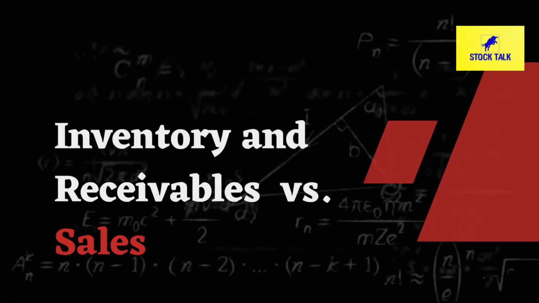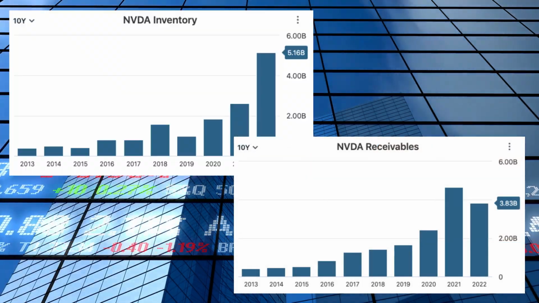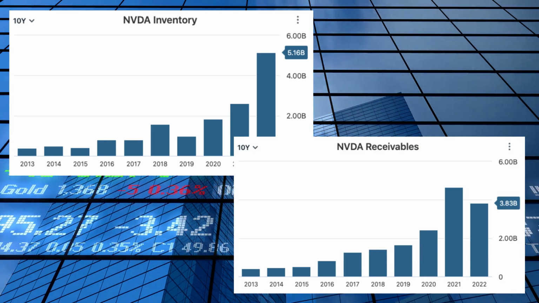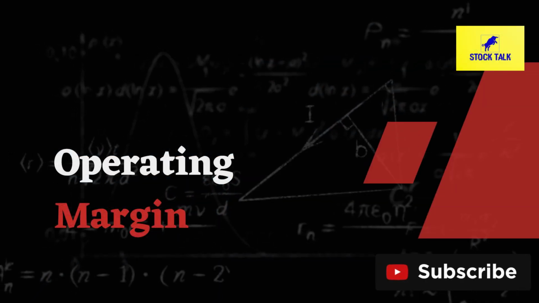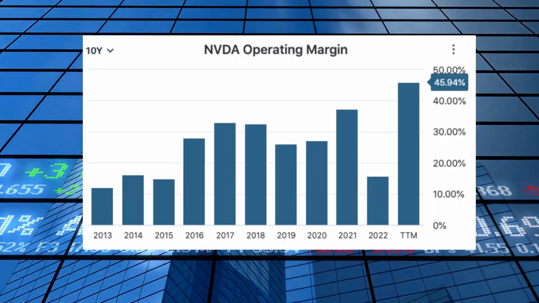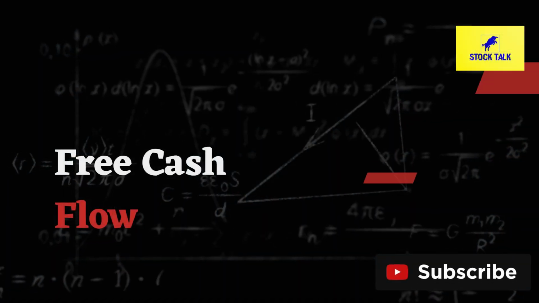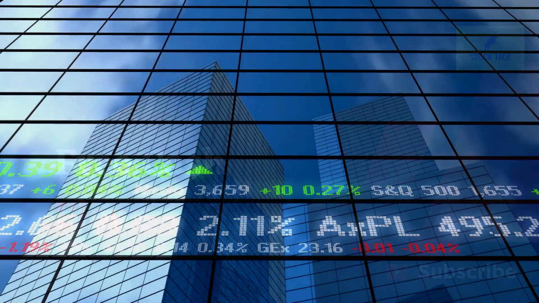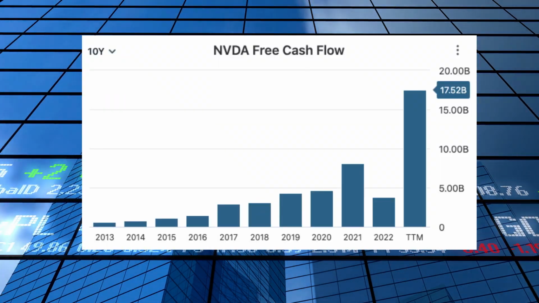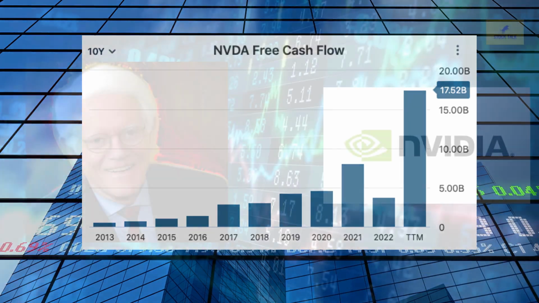Inventory and receivables growth versus sales growth. A significant increase in revenue growth without a proportional increase in inventories and receivables would be a good sign for Lynch. Operating margin. NVIDIA has a high operating margin of 45.94%, which suggests efficiency and profitability, metrics Lynch would favor. Free cash flow. NVIDIA's strong free cash flow generation is a positive sign and would likely be attractive to Lynch, as it provides the company with opportunities for growth, dividend payments, and share buybacks.